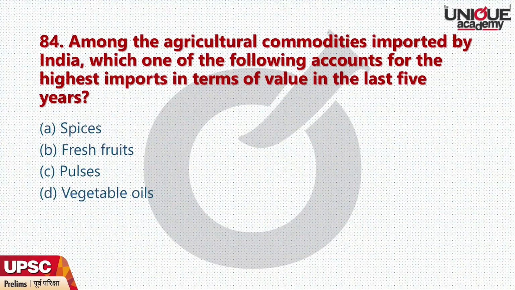Now, question number 84 is fairly straightforward. Among the agricultural commodities imported by India, which one of the following accounts for the highest imports in terms of value in the last 5 years? So that would be vegetable oils. The important thing to note in this particular question is the term highest imports in terms of value, not in terms of size or anything. So highest imports in terms of value.